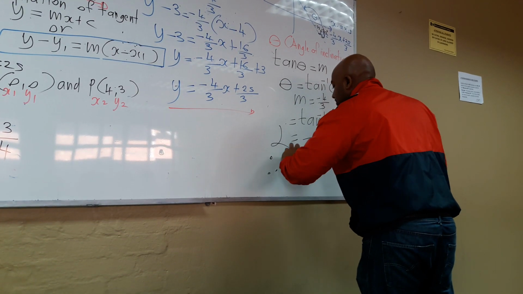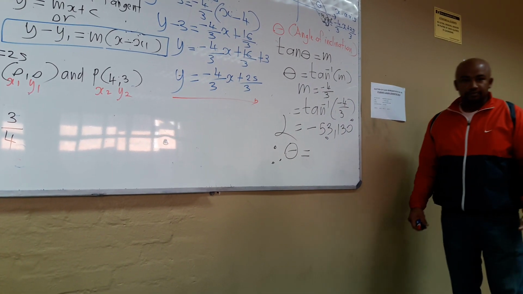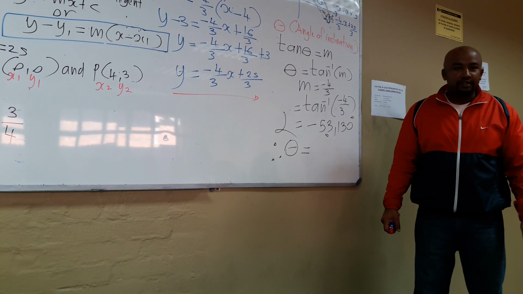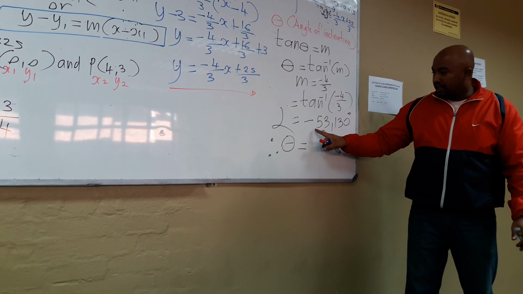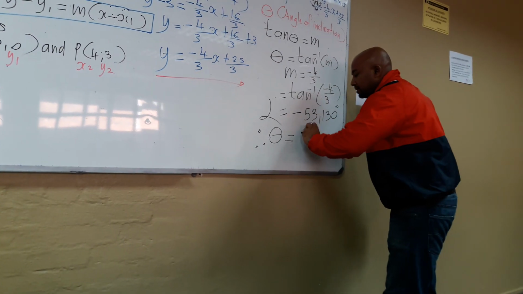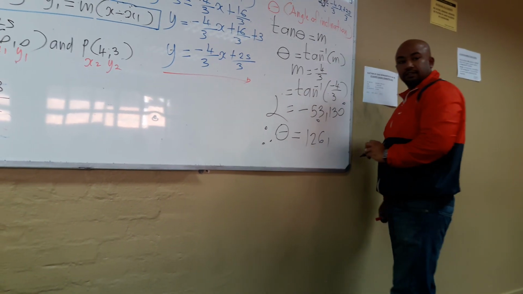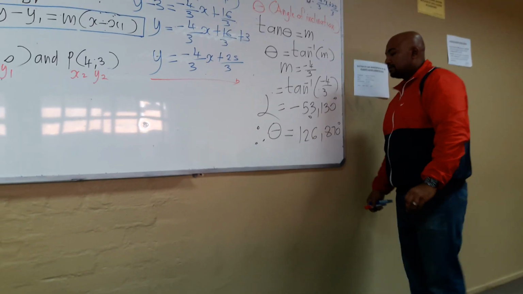Theta is equal to, what will it be? 180 degrees minus 53,130, which is equal to 126,870. Okay.